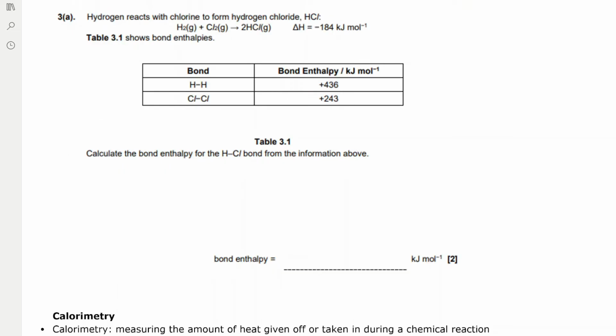So we've got a question. Feel free to go ahead and try to answer it, and then you can watch for your answer. Hydrogen reacts with chlorine to form hydrogen chloride, HCl.